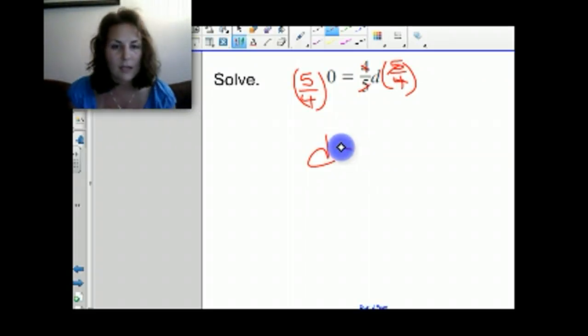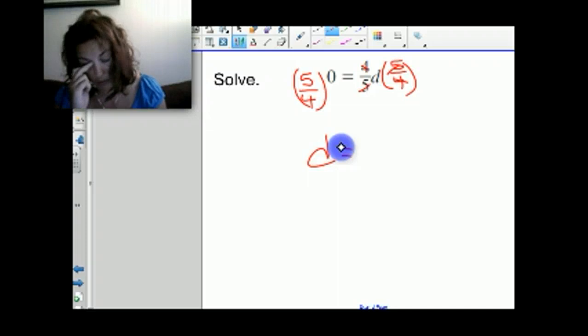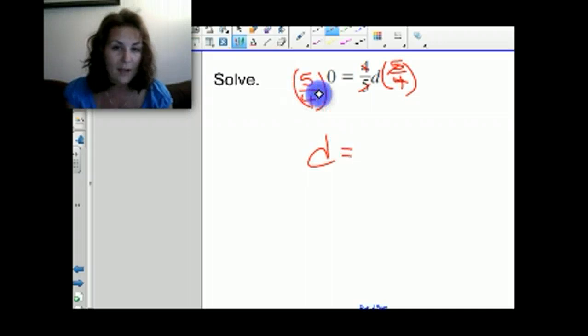d equals 5/4 times 0. Don't you dare write 5/4. It's a zero property. We've covered it. Anything times 0 is 0.